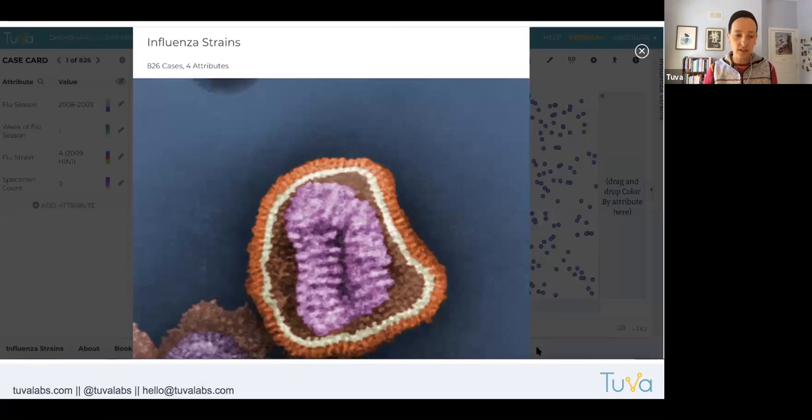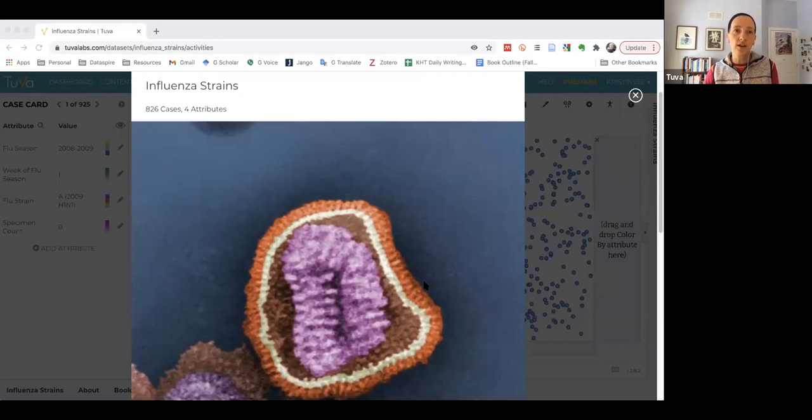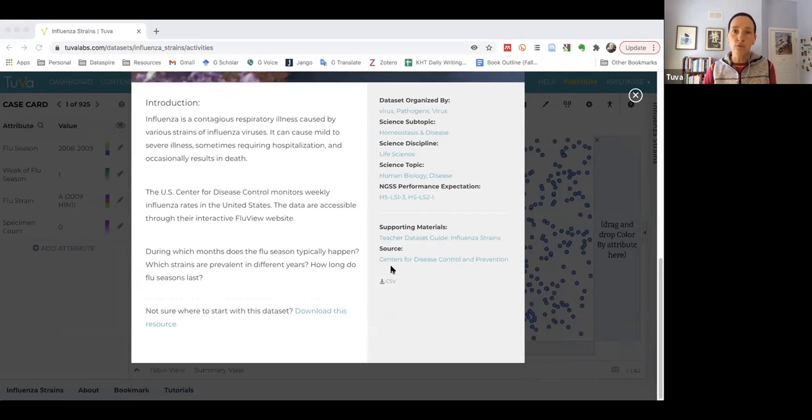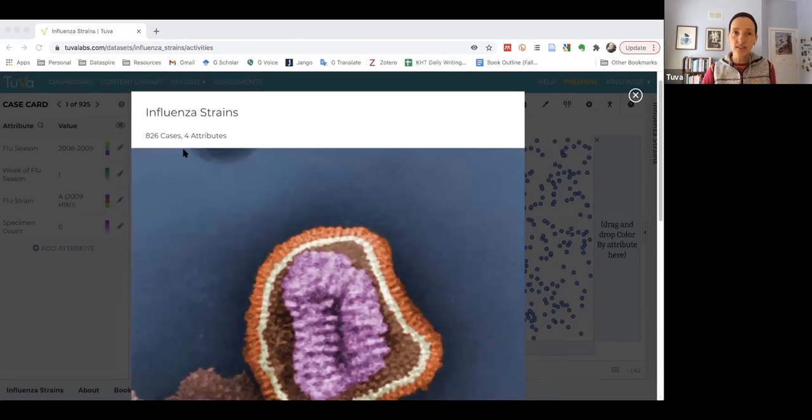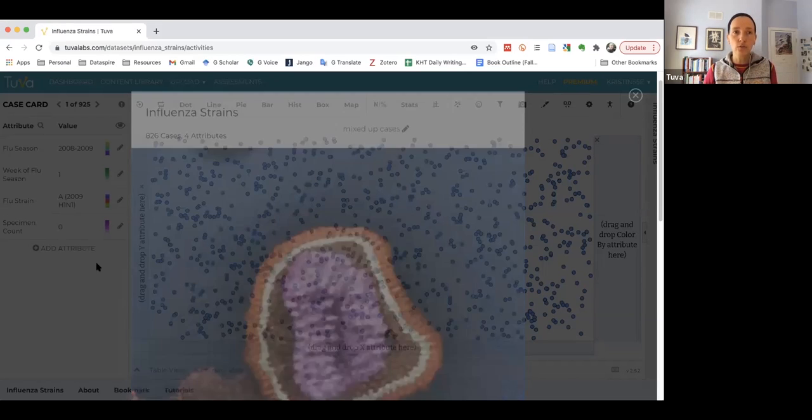So let's dive in and take a look at what's going on in the influenza strains data set. First off, where do the data come from? They're from the Centers for Disease Control and Prevention. There are 826 cases and 4 attributes. Each case is a record from each week of the flu season, not week of the year, but week of the flu season, of how many specimens were collected, typed by different flu strains. So let's take a look at what those 4 attributes are.